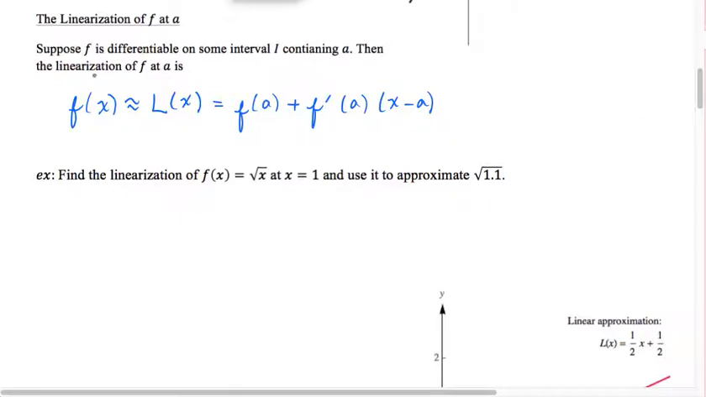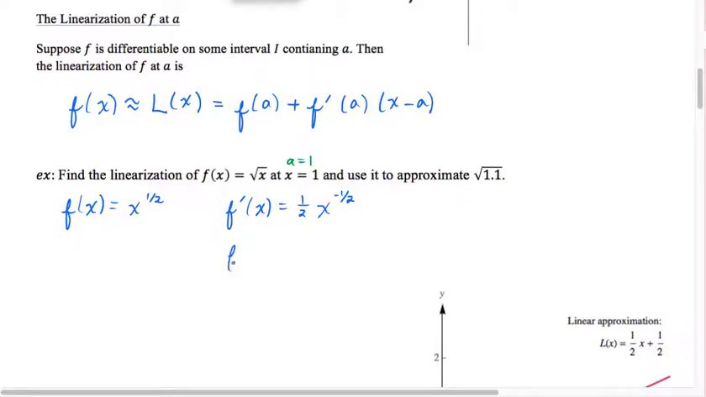So if f of x is equal to the square root of x, let's write that as x to the 1/2. So then its derivative by the power rule is 1/2 x to the negative 1/2. Okay, and we actually don't need the general derivative. We need the derivative at a, which is 1. Let's make a note of that. This means a is 1 right there.